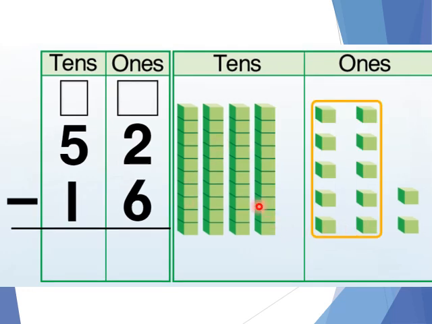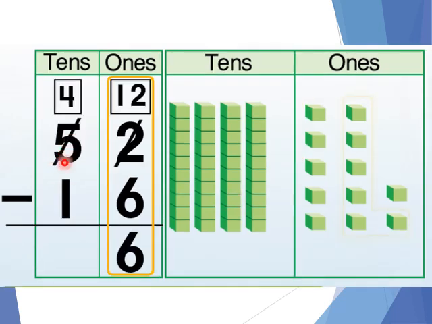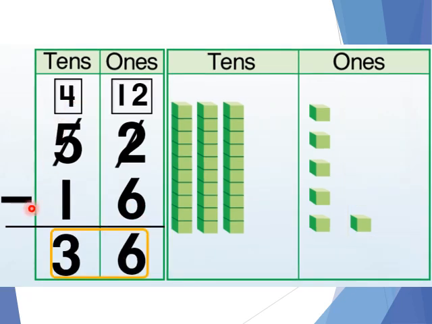How many tens are left? There are 4 tens now. So we cross out the 5 and place 4 above it. And since there are 12 ones now, you cross out the 2 and place 12 above it. Now subtract. 12 ones minus 6 ones equals 6. And 4 tens minus 1 ten equals 3 tens. 36. The difference is 36. 3 tens and 6 ones.